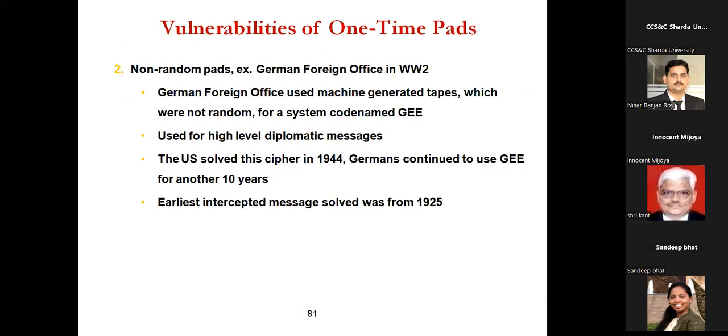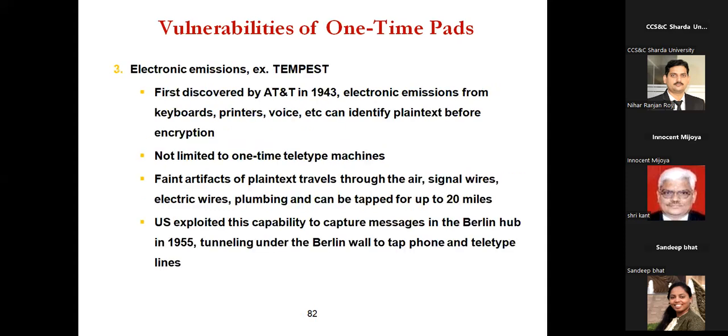Second, non-random pads were used by the German office in World War II. If you are not providing random pads, then it will again create a problem. These are some examples I'm showing to you.